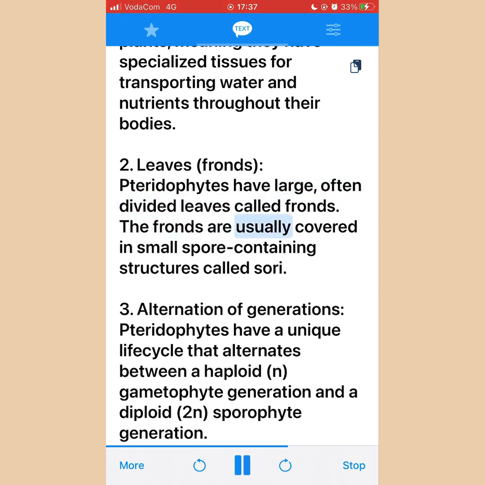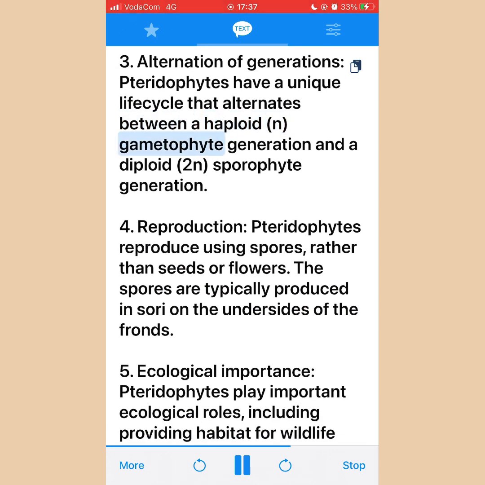The fronds are usually covered in small spore-containing structures called sori. 3. Alternation of generations. Pteridophytes have a unique life cycle that alternates between a haploid, N, gametophyte generation and a diploid, 2N, sporophyte generation. 4. Reproduction. Pteridophytes reproduce using spores, rather than seeds or flowers.